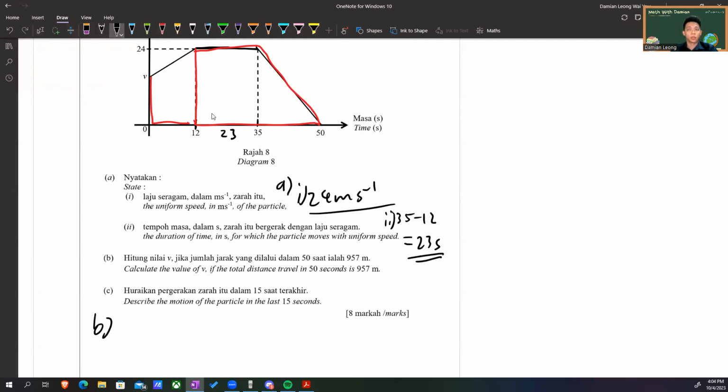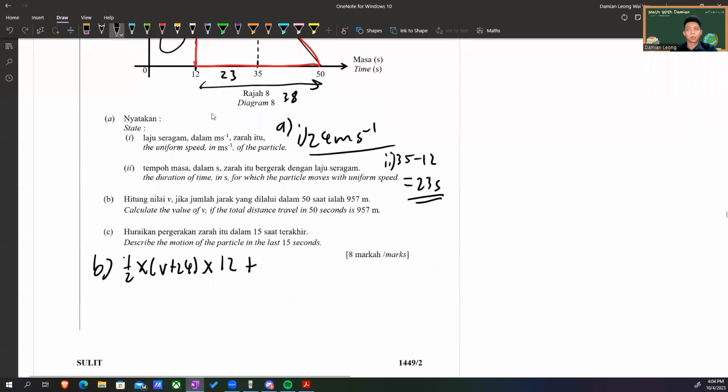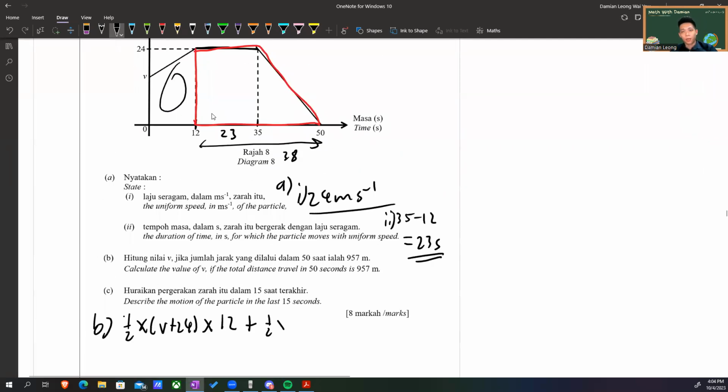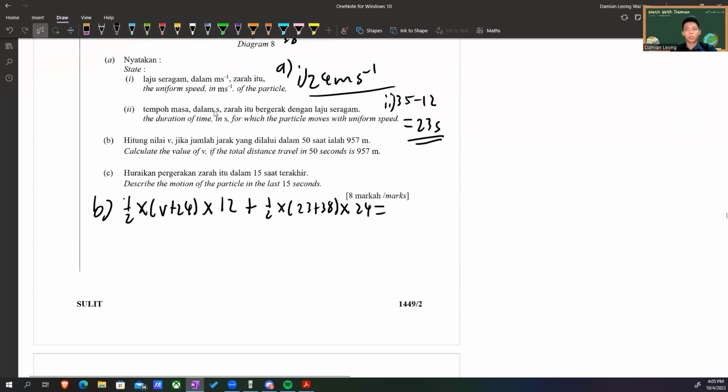Here I already know it's 23. And from here to here, 50 minus 12, 38. So this trapezium: half times the sum of parallel sides, V plus 24, times the height, which is perpendicular to your parallel sides, 12, plus the other trapezium, half times the sum of parallel sides, 23 plus 38, times the height, 24. And that will be equal to the 957 meters.